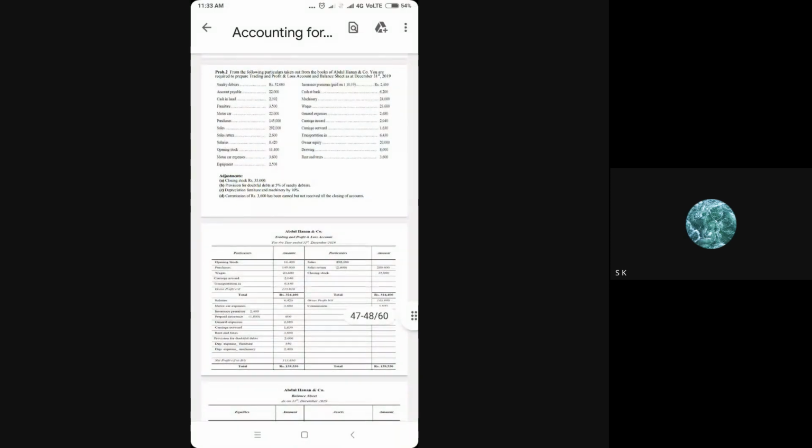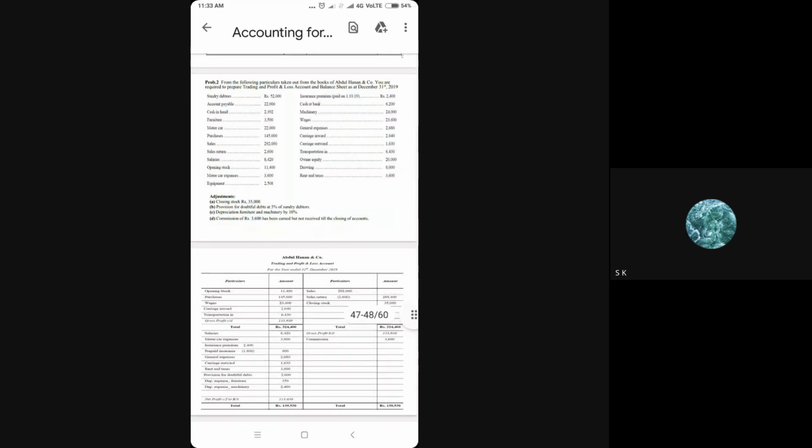See this next problem, the second one. Previously the trial balance was given. Here the trial balance is not given, but generally the items are given, then adjustments are given. Don't worry about it. Now let us prepare the trading profit and loss account and balance sheet. See here, opening stock given in your trial balance is 11,400. Then purchases 1,45,000 is given, and then wages 23,600 is given.